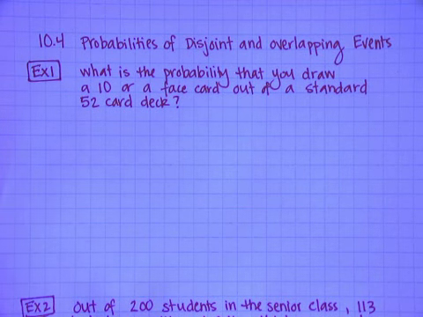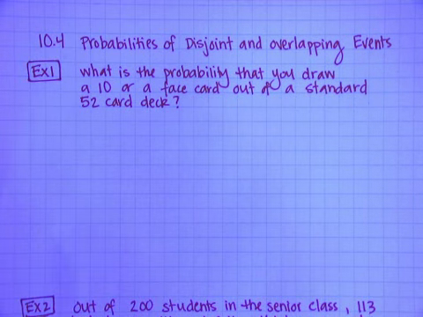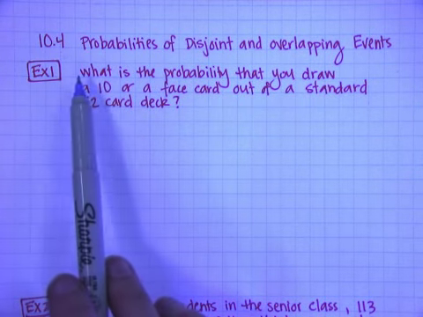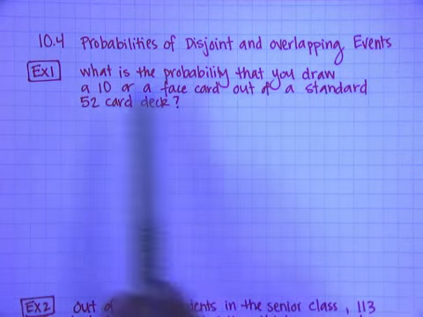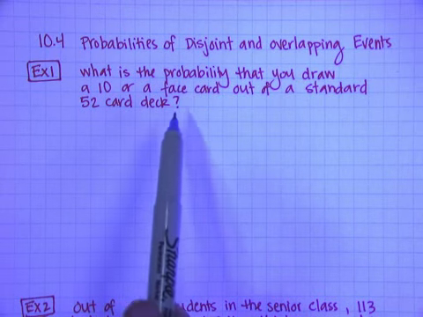Hey guys, so today in class we are looking at using some Venn diagrams to help us figure out probabilities of disjoint and overlapping events. And so what a problem like this would look like would be something like, what is the probability that you draw a 10 or a face card out of a standard 52 card deck?